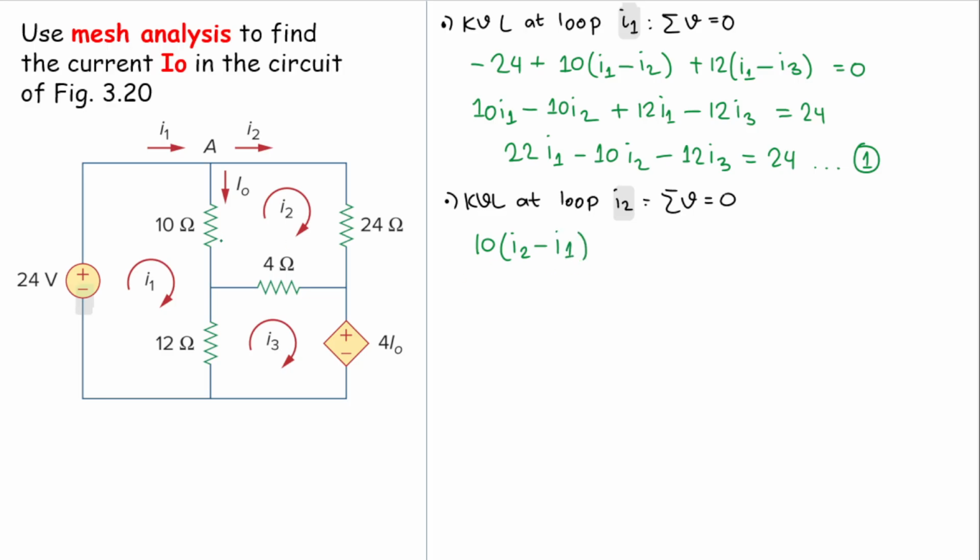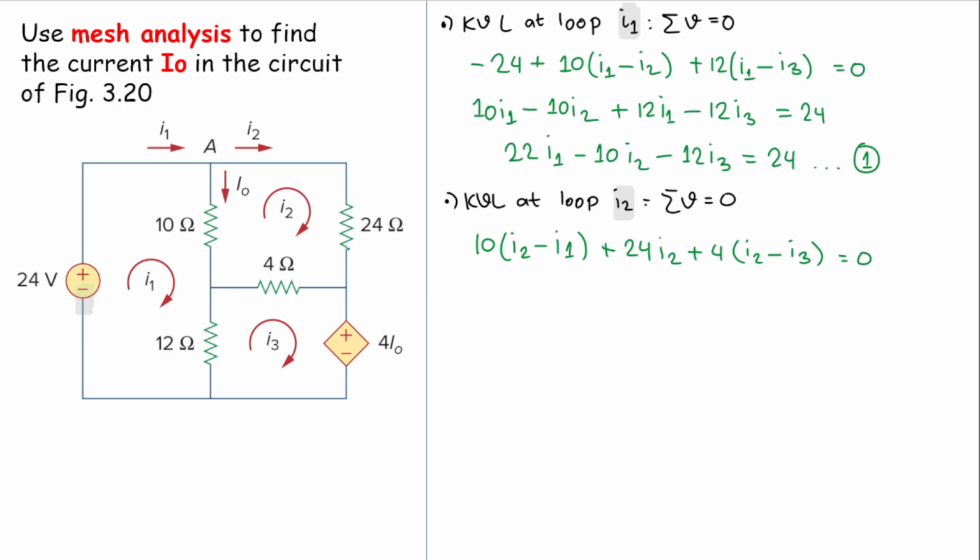Good. And then let's move on to this 24 ohm. So we have plus 24. And the only current that passes through it is I2. So I have I2 here. And then we will have 4 ohm there. So I will have plus. We are working on I2. So I2 comes first. But here I3 is flowing in the opposite direction. So I have minus I3. All of that will equal 0.